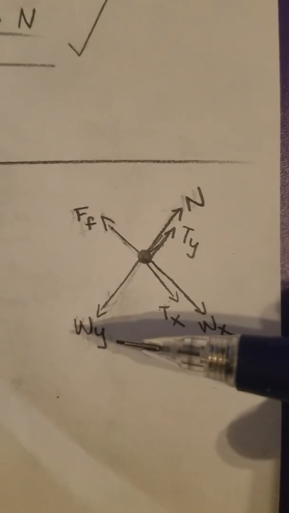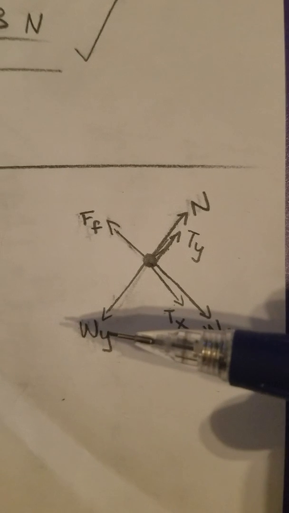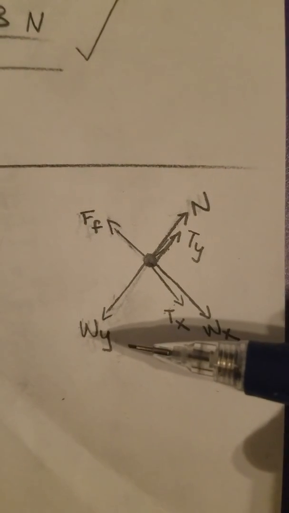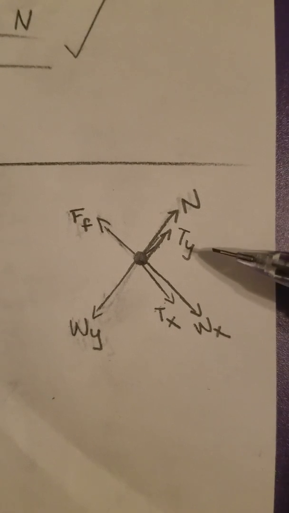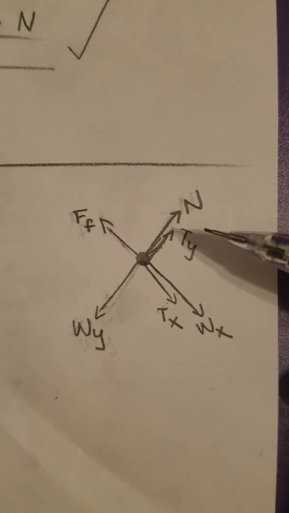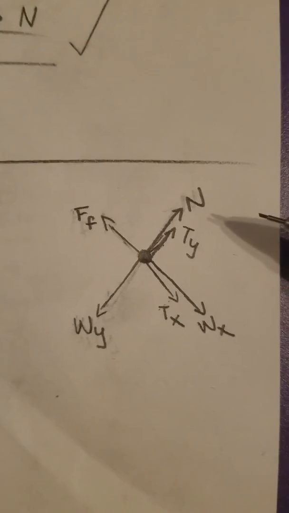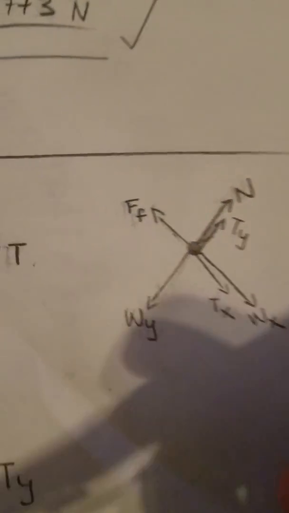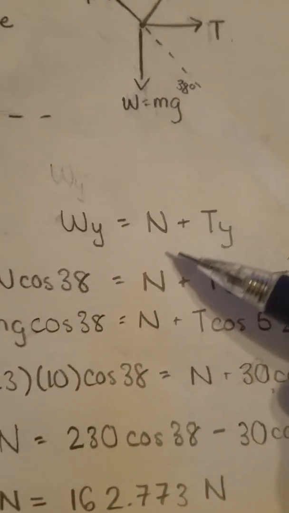Now we know the values of weight, and we can figure out the y component by multiplying the weight times cosine of the angle, 38. And likewise, we can figure out the y component of the tension, which we know the value of from the book, by multiplying by cosine of the angle, 52. So that's exactly what I've done over here.